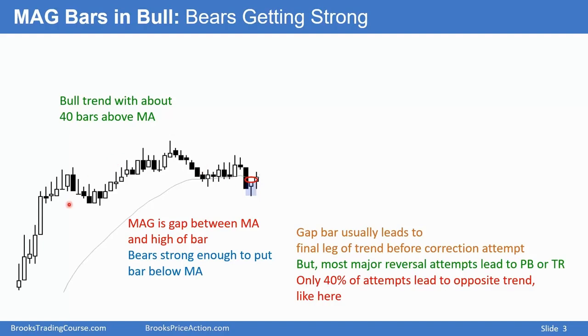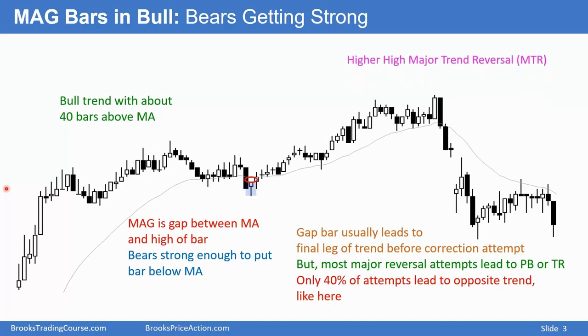A gap bar in a bull trend usually leads to the final leg of the bull trend before the bears create an attempt at a major trend reversal. Here the rally went on for a long time. Usually if the rally goes on 20 or more bars, traders start to look again for another topping pattern. Here we have a final bull flag and a reversal up and down. It's also, if you want, a wedge top, 1, 2, 3.